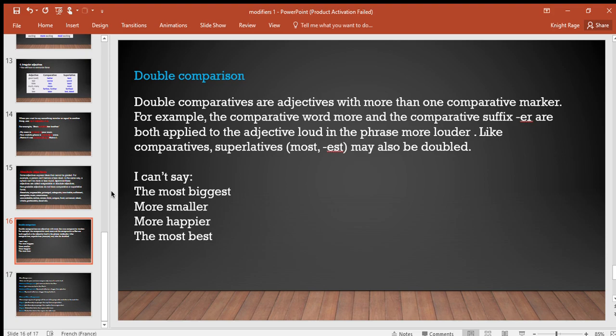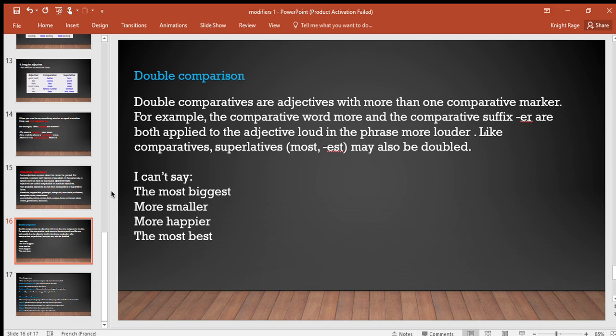Double comparison. There is a mistake in making comparison. Double comparatives are adjectives with more than one comparative marker. For example, the comparative word more and the comparative suffix er are both applied to the adjective loud in the phrase more louder. It's wrong. We don't use that. This is a wrong double comparison. Like comparatives, also superlatives, most and est may also be doubled. They may be used at the same time.